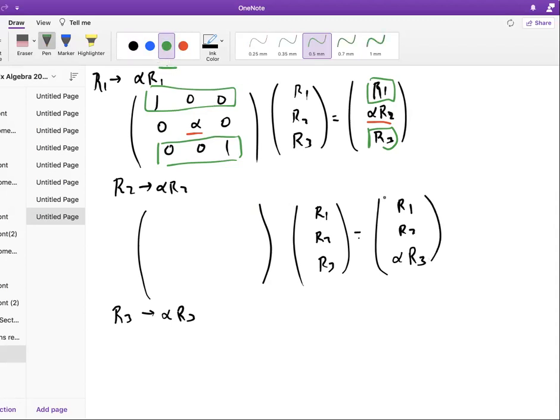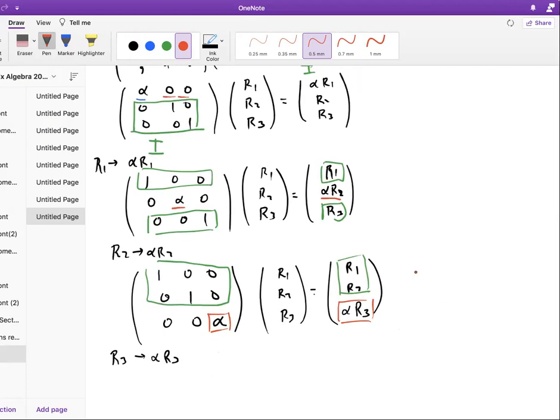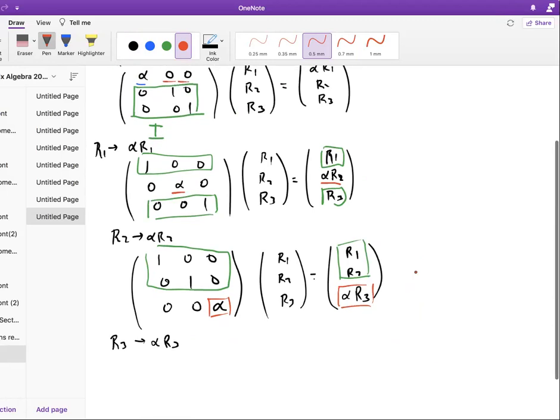So rows 1 and 2 are not changing, so that gets identity. The only thing that's changing is the third row. And how is it changing? By alpha times the third row. All right, so these are our type 2 row operations. It's the identity matrix with an alpha on one of the diagonal entries. Any questions on that one?